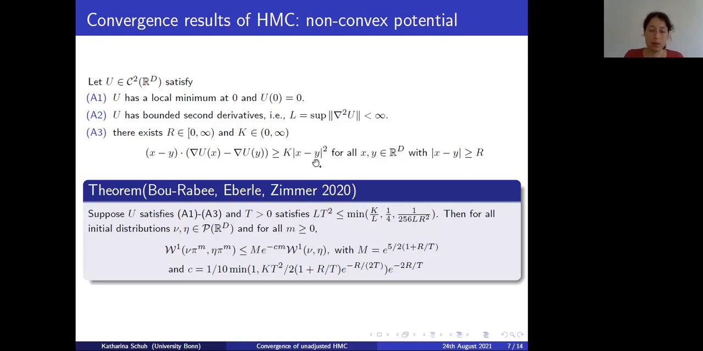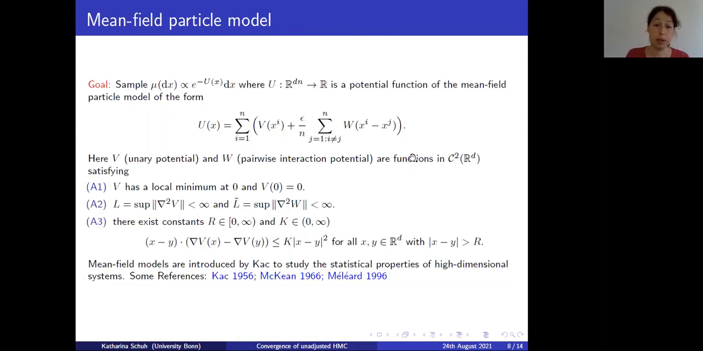And now there's maybe some problem if we are in a very high dimensional setting, then this R may become very large. And so M becomes large and this contraction rate would be very small. And also this condition on T would be very restricted. And this motivates us to look at certain high dimensional models and see if we can get better contraction results there. And we looked here now at the mean field particle model.